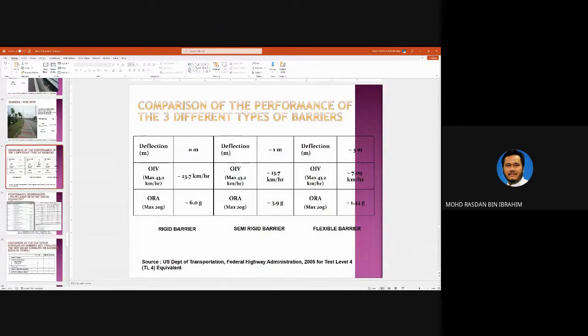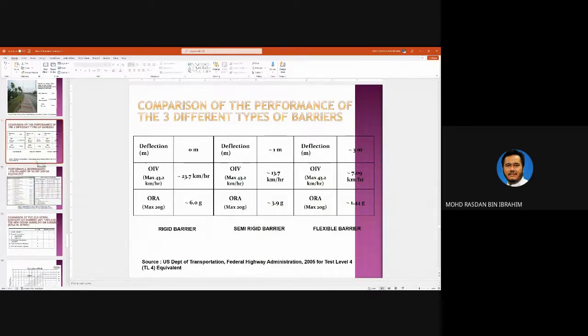So the performance comparison between rigid barrier, semi barrier and flexible barrier.